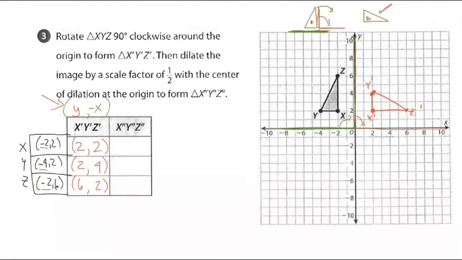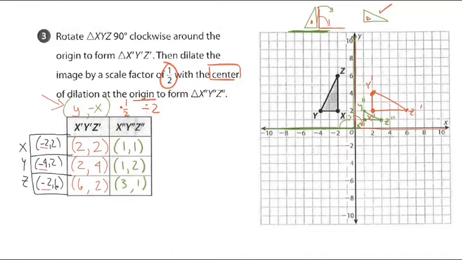And then the next one says to dilate it with a scale factor of 1/2 with the center at the origin. And that's the key point. The only reason why I'm able to multiply these coordinates by the scale factor is because the center of dilation is the origin. So if I multiply by 1/2, that's the same thing as dividing each thing by 2. Let's do green this time. 2 divided by 2 is 1. 2 divided by 2 is 1. 2 divided by 2 is 1. 4 divided by 2 is 2. 6 divided by 2 is 3. 2 divided by 2 is 1. So I'm going to plot 1, 1, 1, 2, and 3, 1. And I get this little teeny tiny triangle here where I have X double prime, Y double prime, and Z double prime.